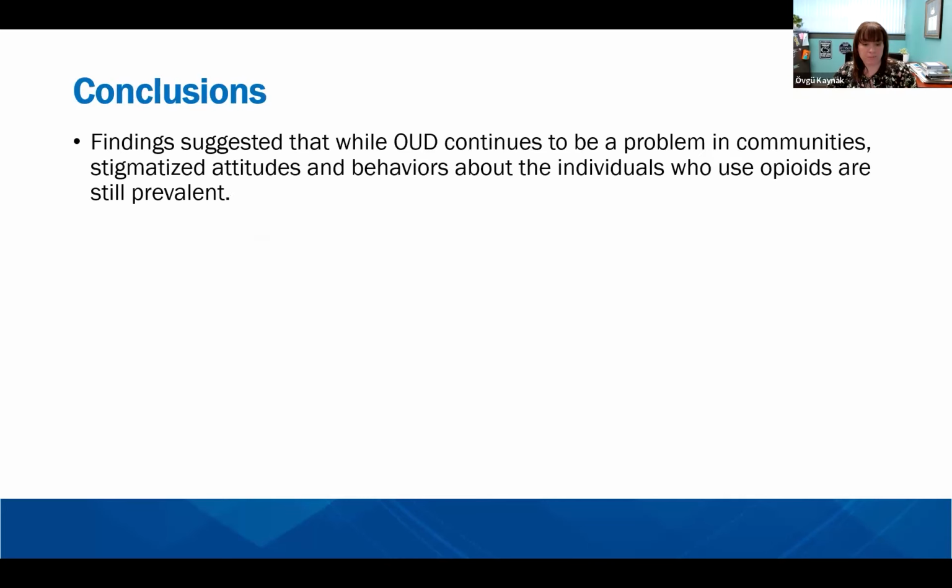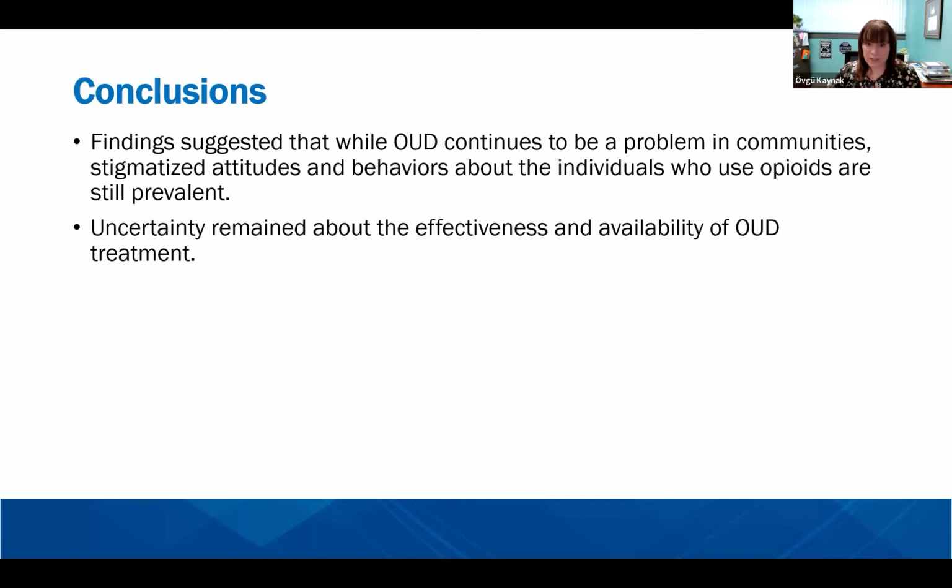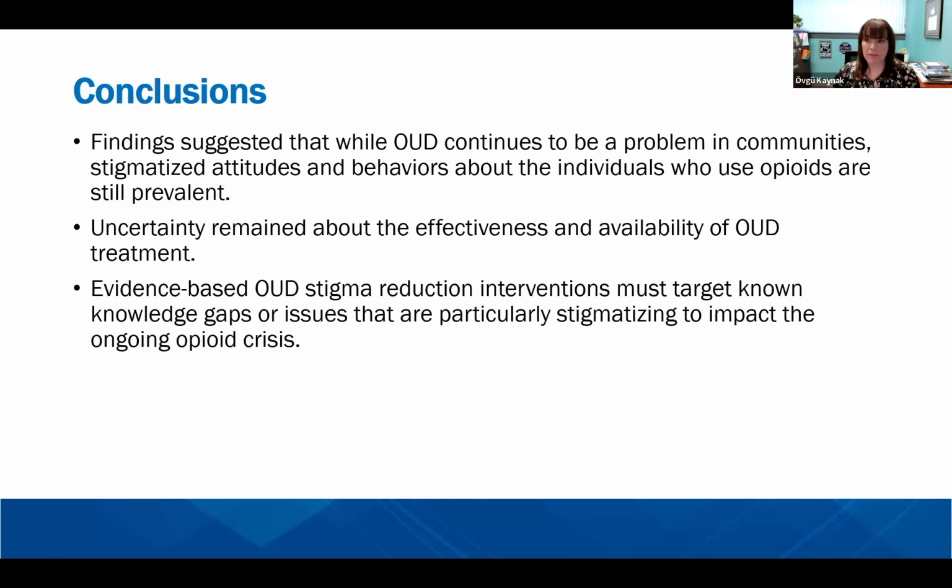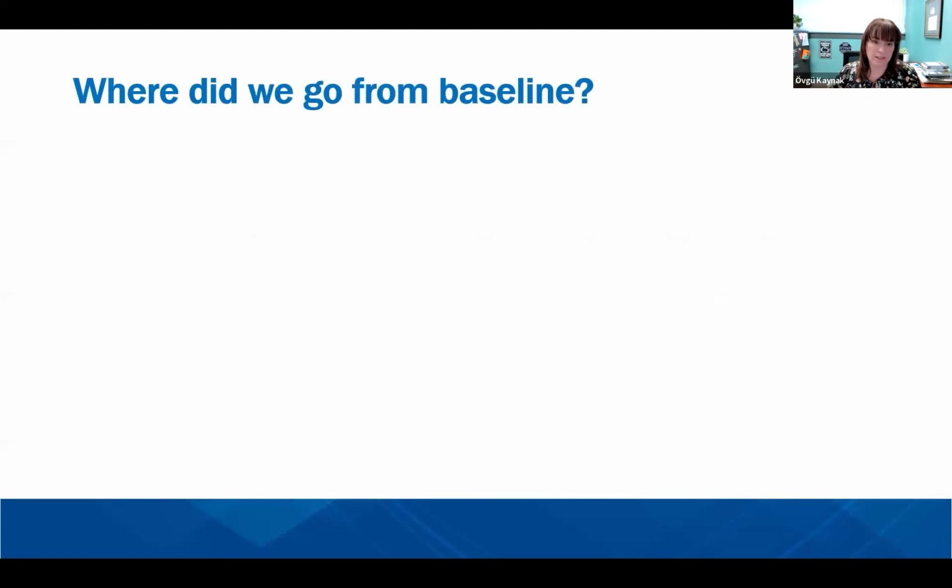So what did we do from here? Or what did we conclude? So first of all, findings suggested that OUD continues to be a problem in communities, and stigmatizing attitudes and behaviors were still prevalent in Pennsylvania. Uncertainty remained about the effectiveness and availability of OUD treatment. And then, of course, that evidence-based OUD stigma reduction interventions need to target known knowledge gaps or issues, particularly stigmatizing views, in order to impact the ongoing opioid crisis.